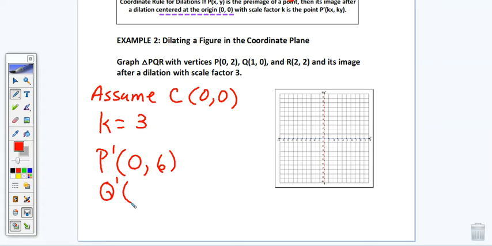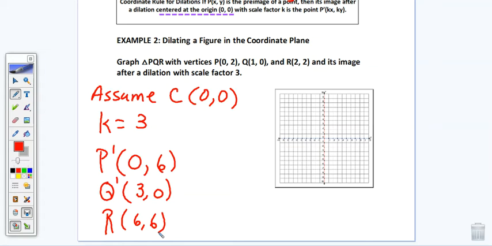6, 0. Careful. Q is what point up here? 3, 0. 1, 0. So 1, 0 times 3 would make that 3, 0. And then, okay, so let's just do this.